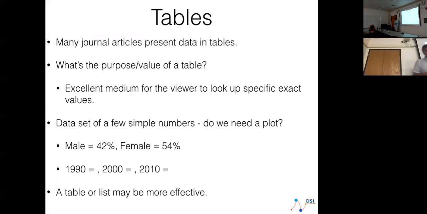Before we start on plots, one of the most common plots is a table. Rarely is it a good display of the data.